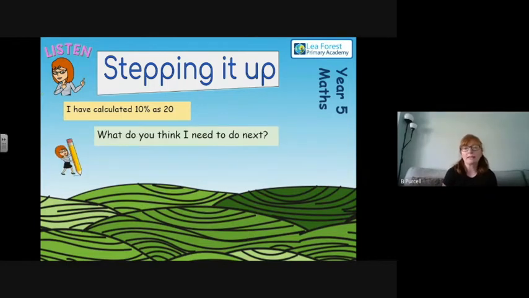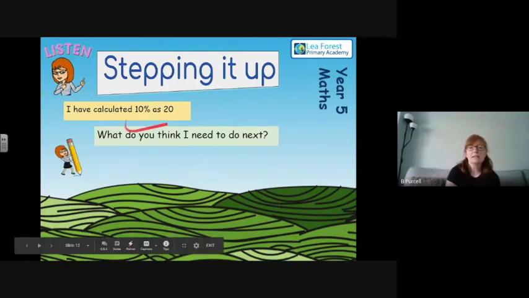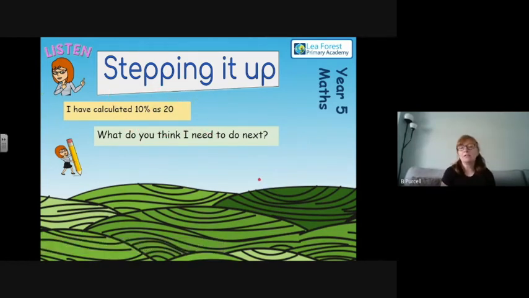So what do I do next? I've found 10%. From our learning, what can you remember that I need to do next? Because 10% is one lot of the amount, but I need to find 30%. So what do I need to do to find 30% of 200? Oh gosh, Amy, well done. You were in there before I even had a chance to finish the question, I think. That is correct.